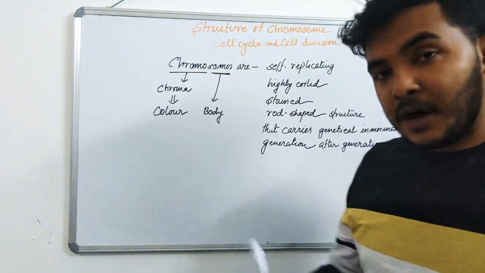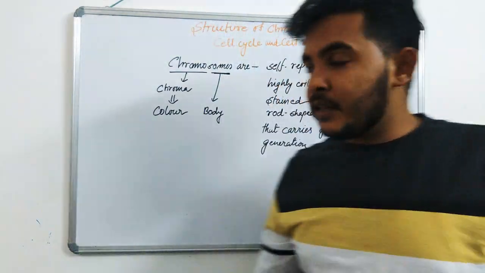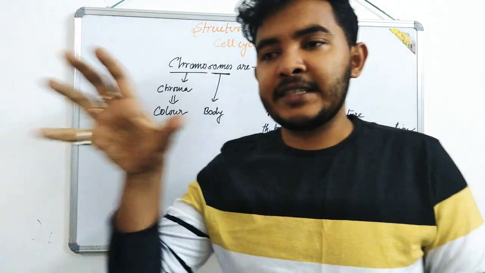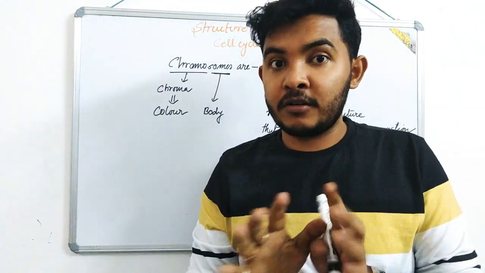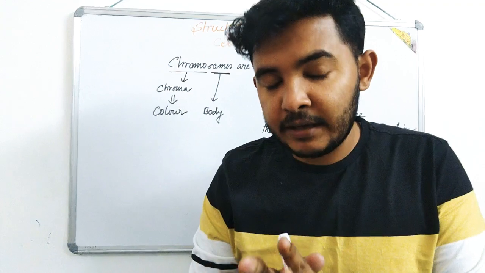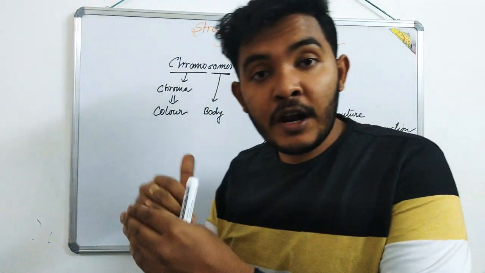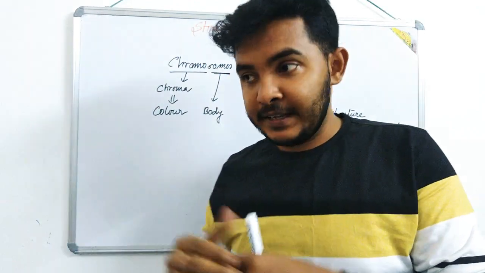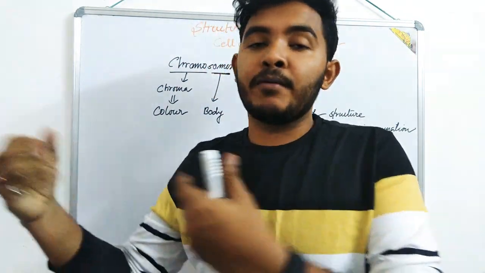Now where can you find these chromosomes? The chromosomes generally reside inside the nucleus. But you are not able to see them every time. You can see the chromosome when they are going for division. Cell division means one cell divides to form another cell or many more cells.